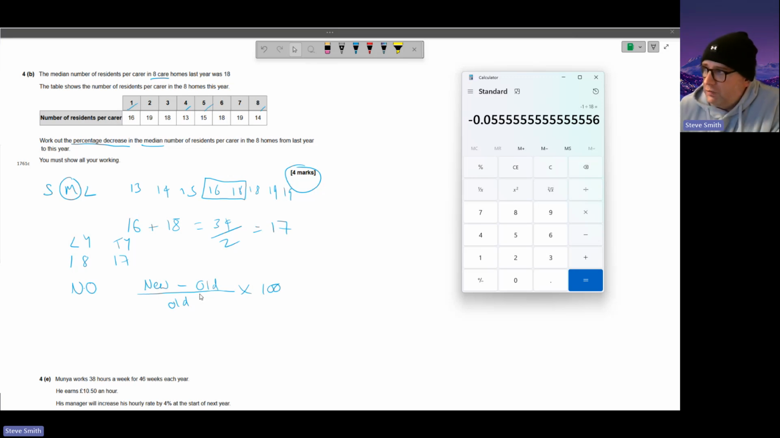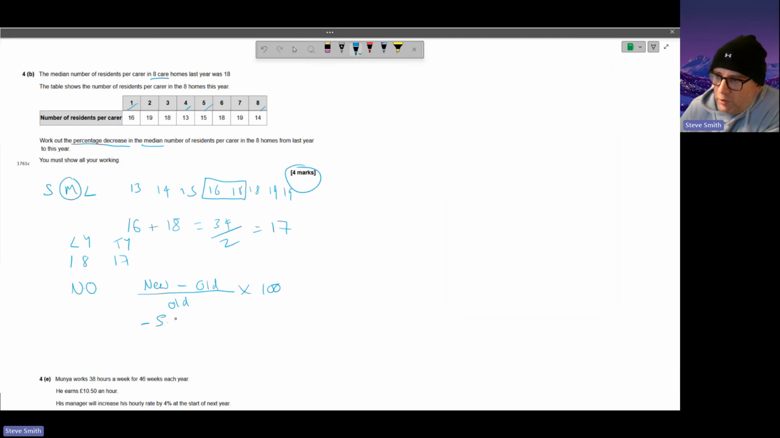I'm not going to write that in there because I've got too many 5s to write down, but I'm going to times it by 100 while I've got it in my calculator. And we can see that the percentage decrease is minus 5.55, and it's forever and ever, and 6 at the end. So to 2 decimal places, I'm going to put minus 5.56%. And that's my answer.